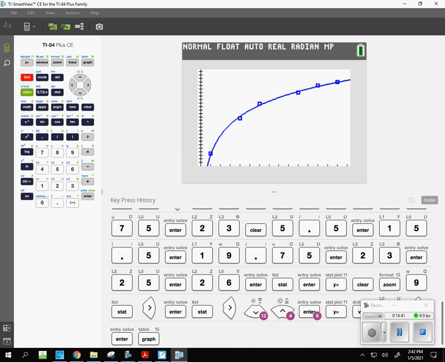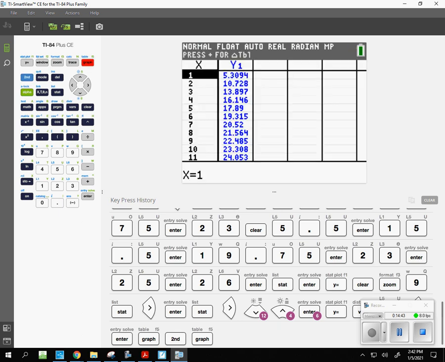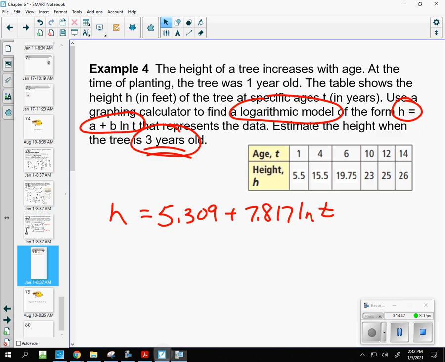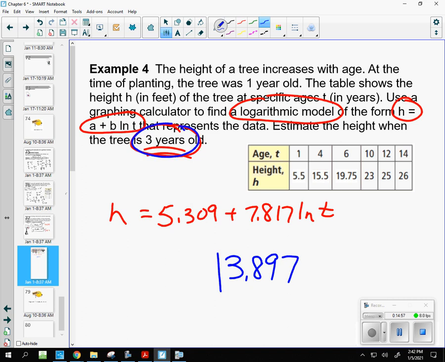Hit second and table, and I'm looking for 3. So at 3, 13.897. So my answer to this question that I'm going to write, I'm going to estimate the height of my tree when it's 3 years old to be 13.897, and this is in feet.